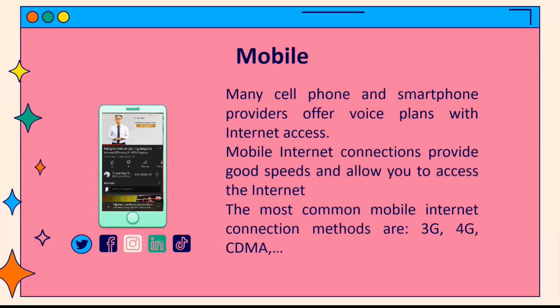The fourth way we can use to connect to the internet is mobile. Many cell phone and smartphone providers offer voice plans with internet access. Mobile internet connections provide good speeds and allow you to access the internet. The most common mobile internet connection methods are 3G, 4G, CDMA.